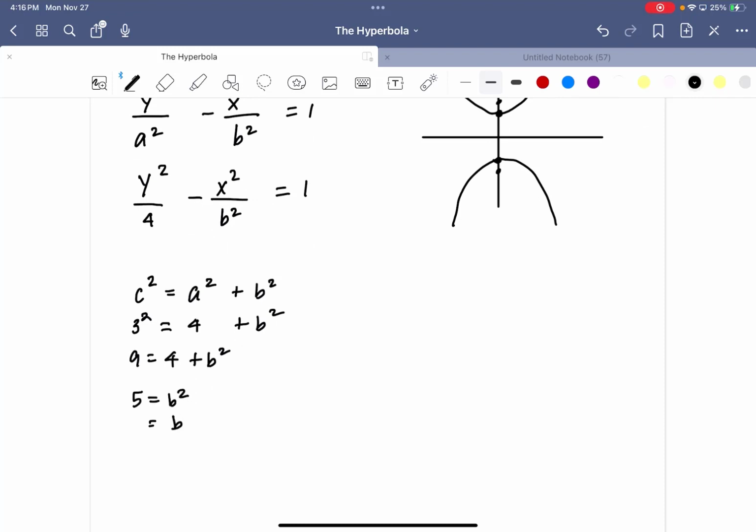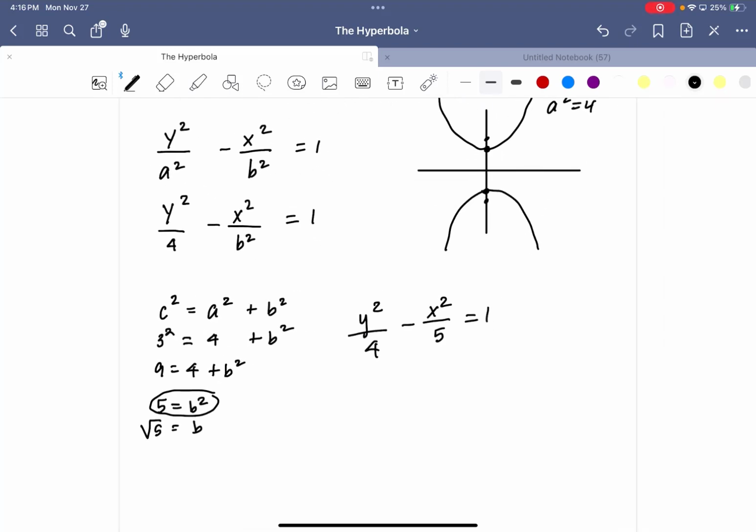So b is the square root of 5. And really we need b squared anyway, because that's what we want to put in the equation. So our equation would be y squared over 4 minus x squared over 5 equals 1. Now, if you want to do a quick check to make sure this makes sense, you can see that a is plus and minus 2, and b is plus and minus the square root of 5.